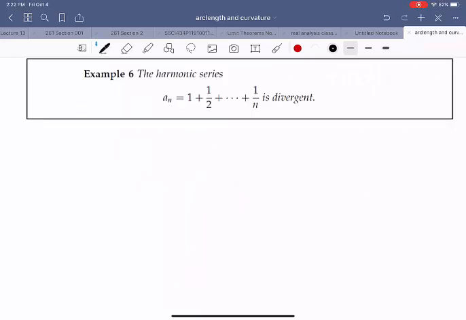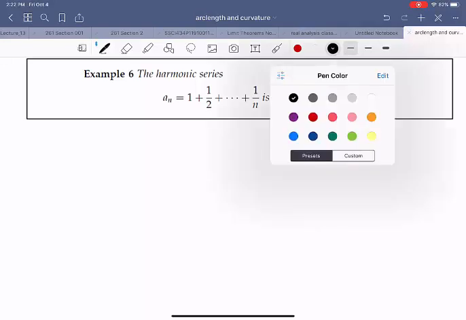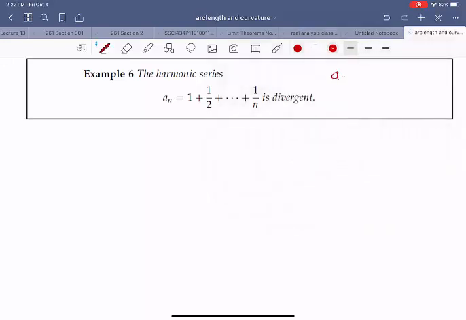The following is the harmonic series. You may have seen this series before in calculus 2. It's of this form here: summation of 1 over k, with k going from 1 to infinity. What we want to show here is that the sequence obtained by taking the partial sums of the harmonic series is actually divergent. That means that if you construct the following sequence, 1 plus 1/2 plus 1/3 all the way to 1 over n, that sequence has to be divergent.